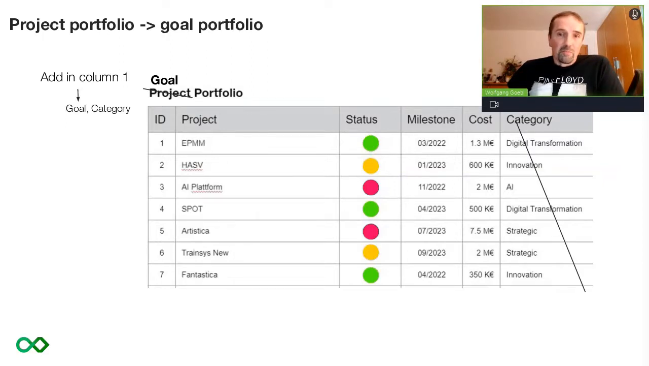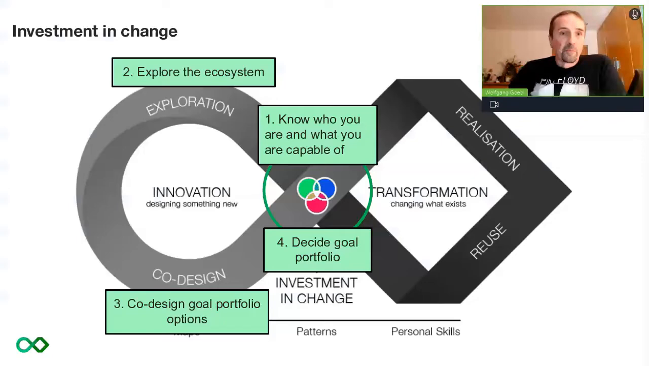And the other thing is, think about the categories. So maybe these are too fussy. Maybe it makes sense to find categories like how much do we invest in the customer, how much do we invest in the owner, for the owner, and so on. And we call this approach design-driven goal portfolio management.